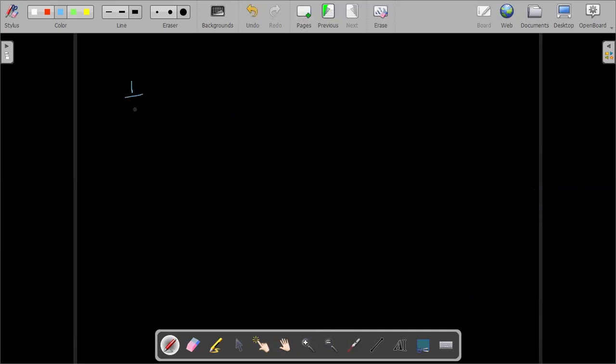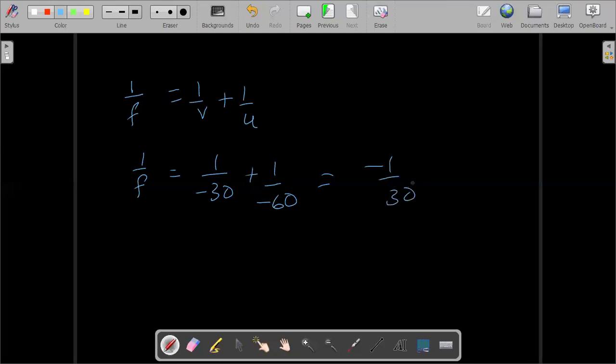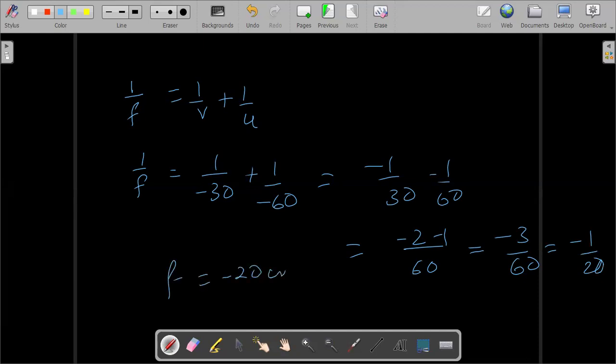So you get 1 by F equals 1 by V plus 1 by U. Now V is negative 30, so you get 1 over minus 30 plus 1 over minus 60. So you get minus 1 by 30 minus 1 by 60. The LCM is 60, so you get negative 2, negative 1, so it's negative 3 by 60. Negative 3 by 60 is negative 1 by 20, and hence focal length is equal to minus 20 centimeter. Got it now?